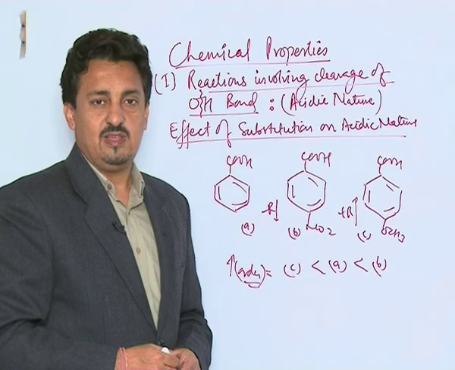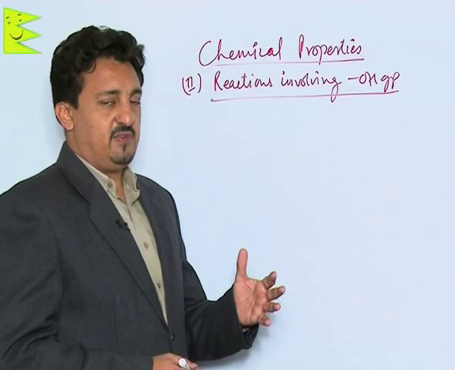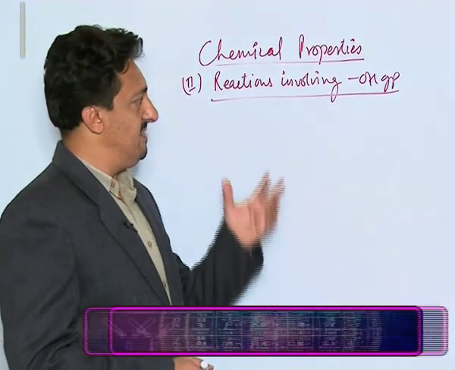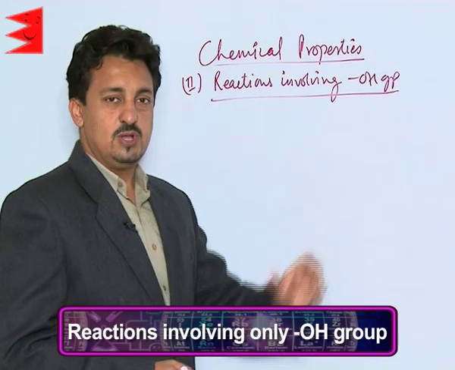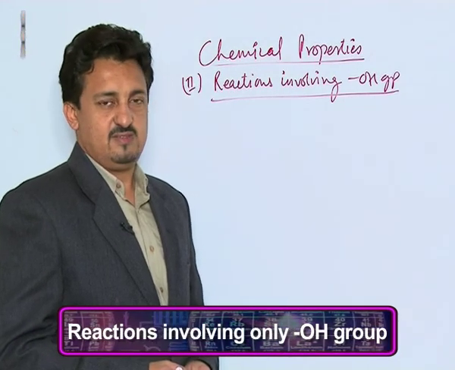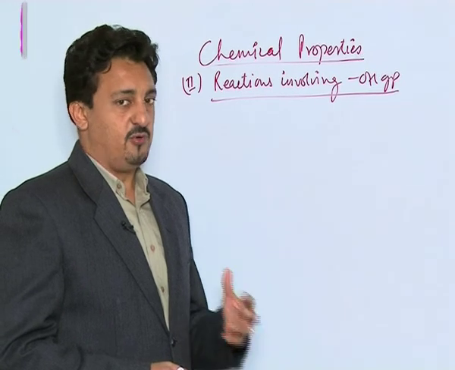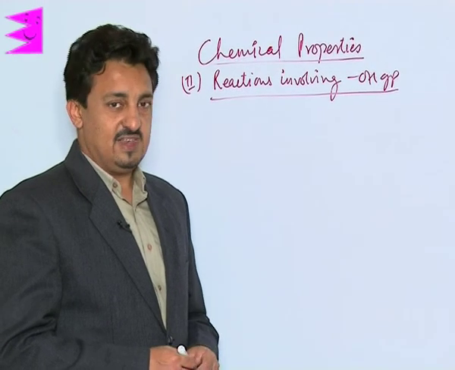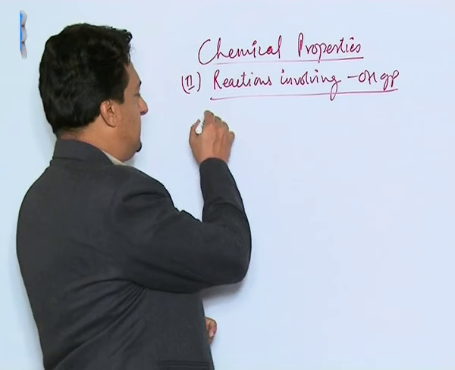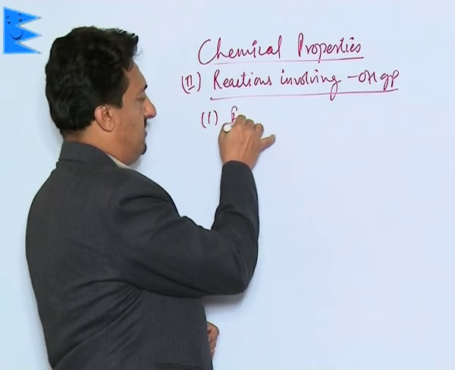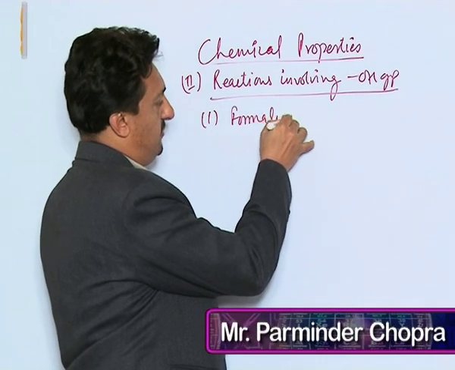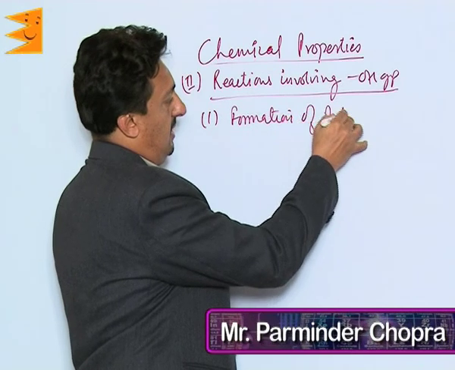of different carboxylic acids. The second type of reactions of carboxylic acids are the reactions involving only the OH group of the carboxylic acids. Basically, these are the reactions which lead to the formation of 4 carboxylic acid derivatives. Let us see the first one in this case, which involves the formation of anhydrides.